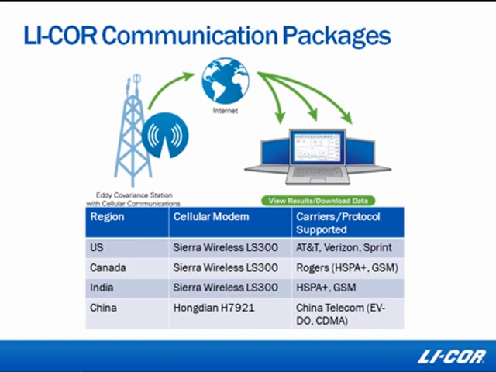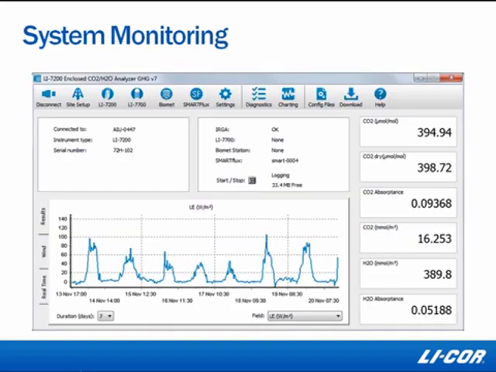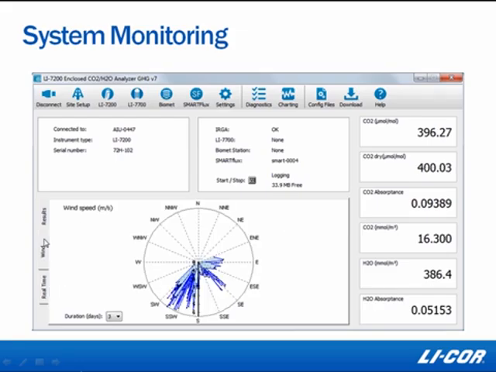Regardless of what method you have to monitor the site, whether you're going to the site or whether you have a cell modem, you can have the same experience using the LI-7200 and LI-7500A software. You connect to the instrument by typing an IP address, and the same configuration options are available. So you could look at fluxes that were computed for the last several days, or you can change configuration. You can look at real-time data, and you can also look at the wind distribution of the last several days.